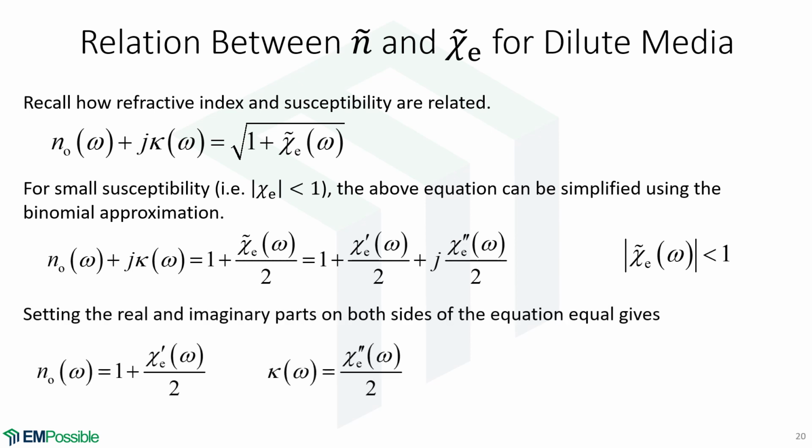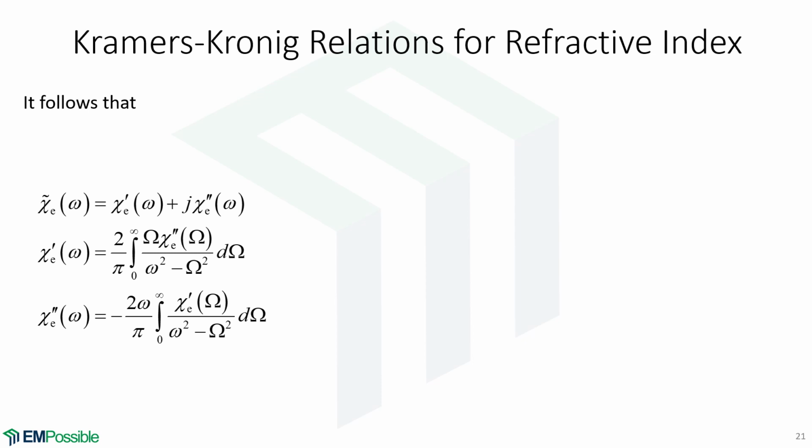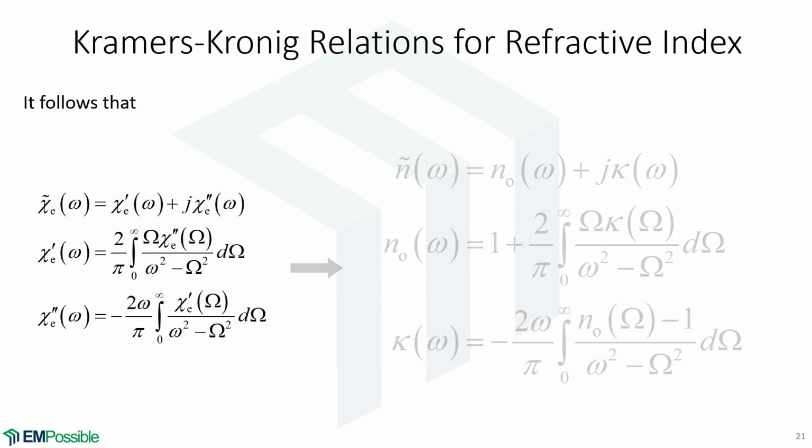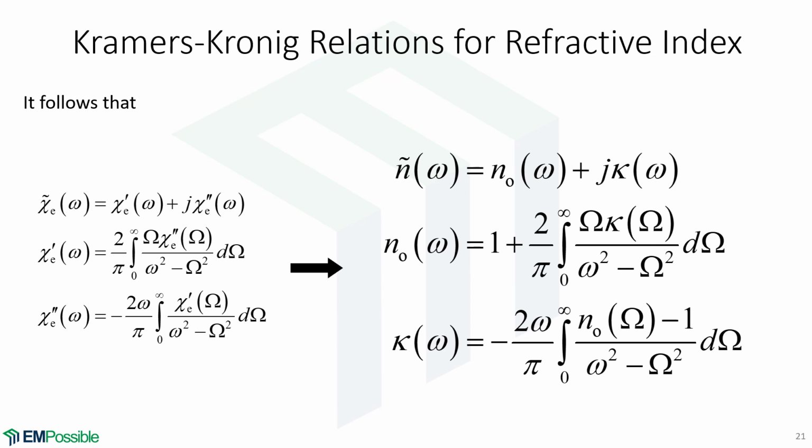So if we set the real and imaginary parts equal in this first equation, we can see that the ordinary refractive index is 1 plus 1/2 the real part of the electric susceptibility, and our extinction coefficient is 1/2 of the imaginary part of the electric susceptibility. So we can use those relations, go back to our Kramers-Kronig relation for susceptibility, and now write it again for our ordinary refractive index and extinction coefficient. So that's what we're doing here, the Kramers-Kronig relation for the complex refractive index. And we end up here. This is relating the real and imaginary parts of refractive index with the condition that this is only valid for dilute media.